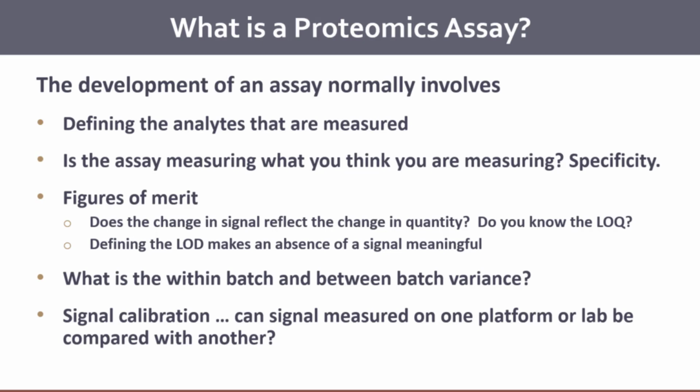Defining the limit of detection makes the absence of signal often meaningful. So you know that there's a limit at which you can detect something. So if you don't detect it, it must be below that limit. And then what is the within batch and between batch variance?